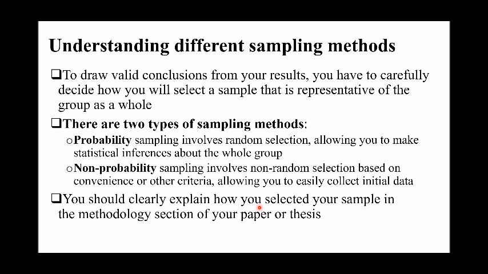Now, once we did the sample size, now we need to know how we sample. So we sample in two ways, either probability sampling. Probability sampling, when we do it, it's a random selection.